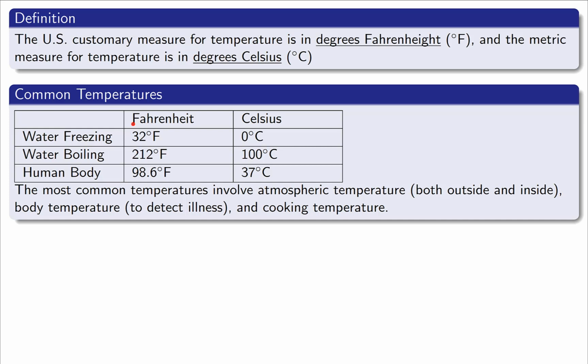Also, the human body, even though this has been a little bit disputed recently, is 37 degrees Celsius for the original temperature of the human body, and in Fahrenheit that's 98.6. Commonly we're interested in temperatures involving atmospheric, based on how hot it is outside, how cool your house is inside. Your body temperature is important to detect if you have a fever and if you're sick, and also the cooking temperatures are a very important thing for these scales.